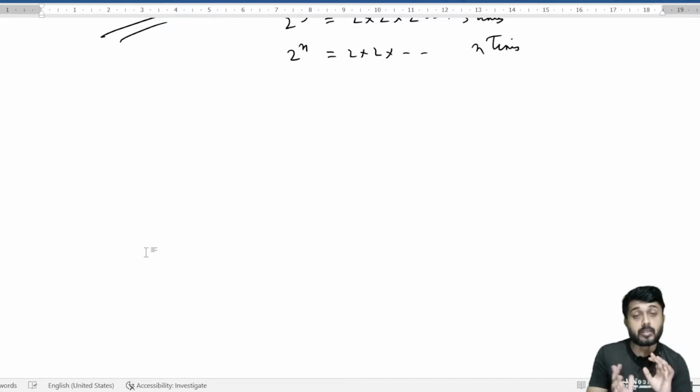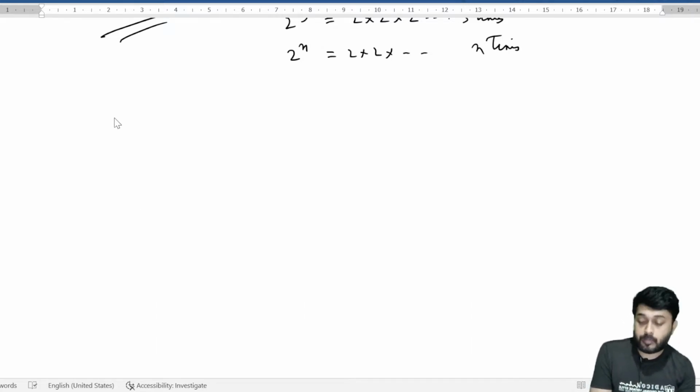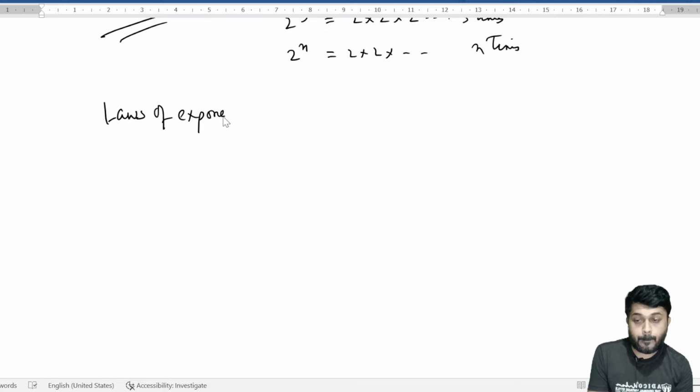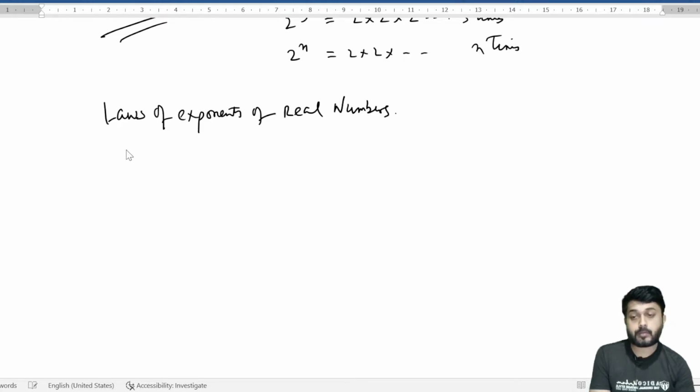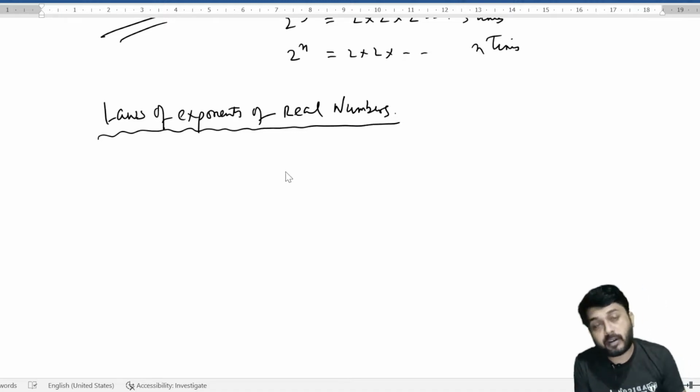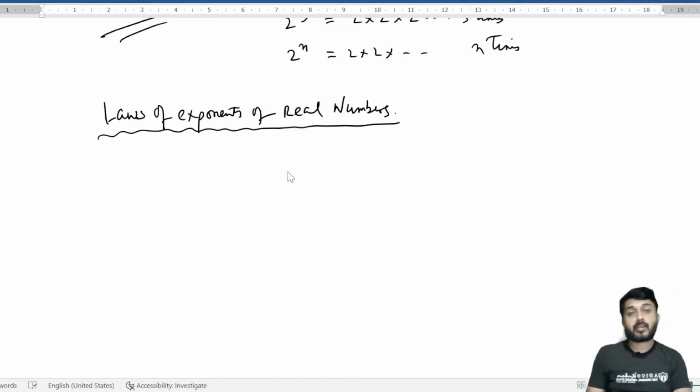Now I will tell you a few basic rules or laws of exponents, according to which we shall deal with the sums of this chapter. The laws of exponents of real numbers. For complex or imaginary numbers, the rules may vary a little bit, which we will see afterwards in the higher class, in class 11. But for the time being, know the laws of exponents for real numbers.